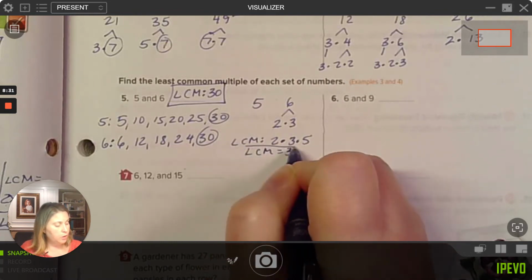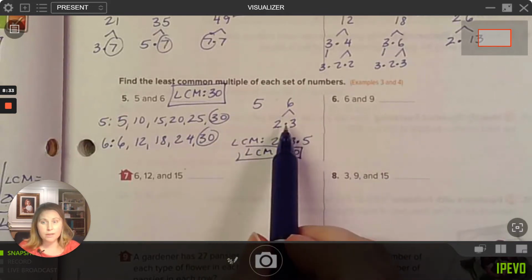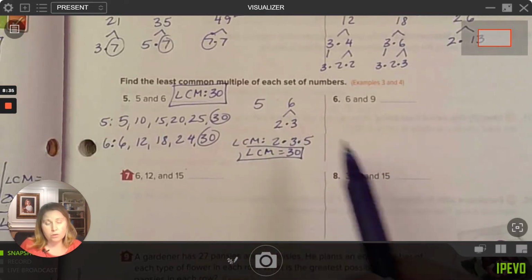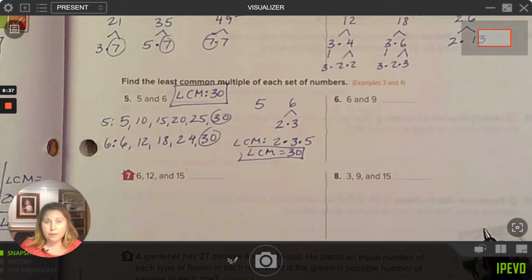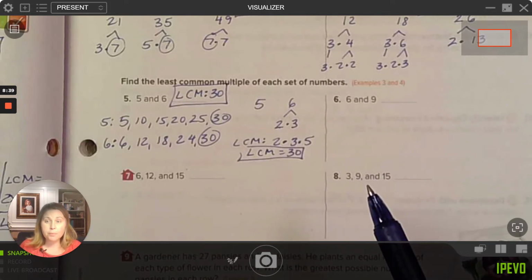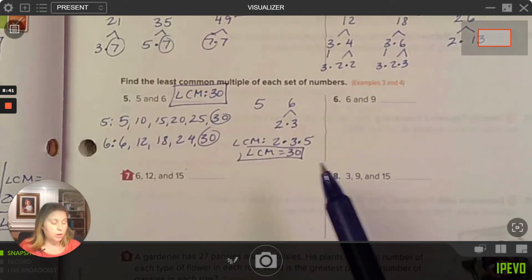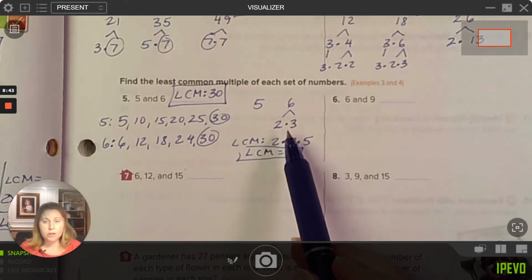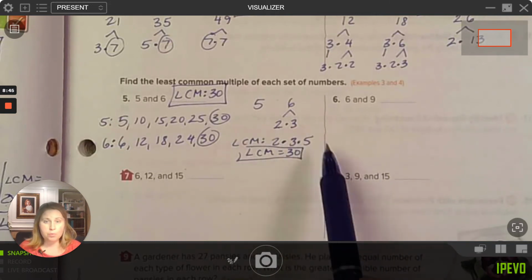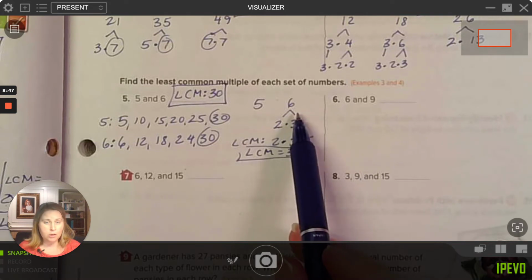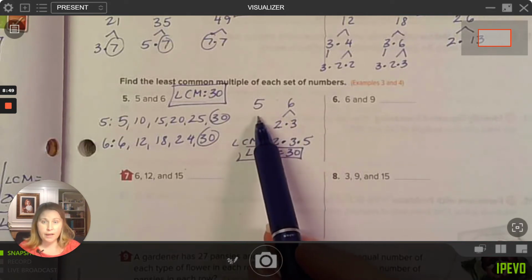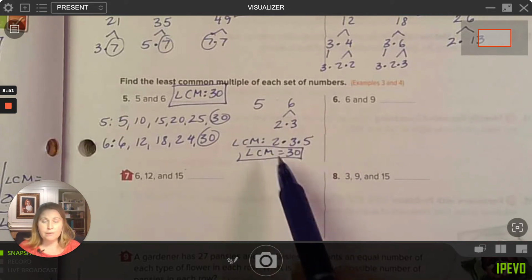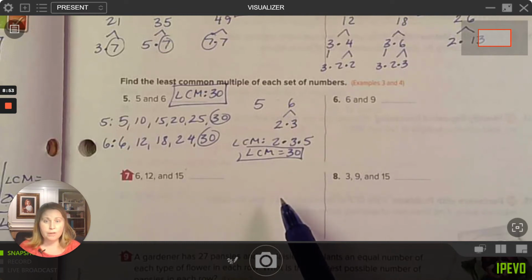When 2 numbers don't have any common factors, like 5 and 6, they don't have any common factors other than 1. They're called relatively prime. Okay, when numbers have no factors in common at all, they're called relatively prime. Now 6 is a composite number, but relative to 5, it's prime. So they don't have any factors in common. They don't share any factors.